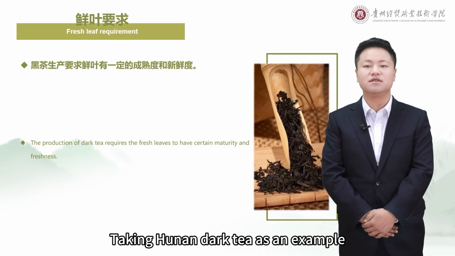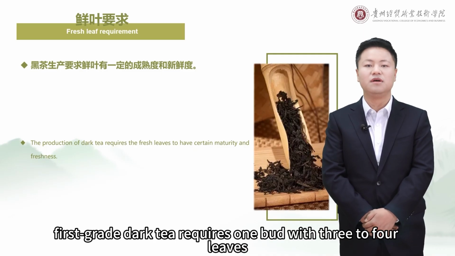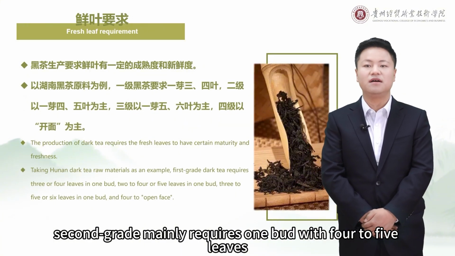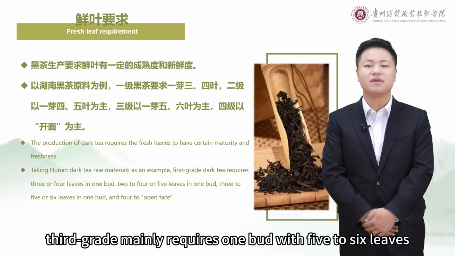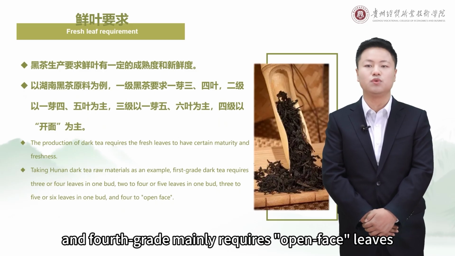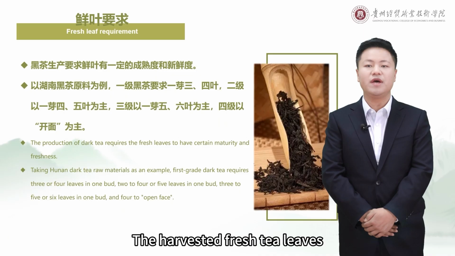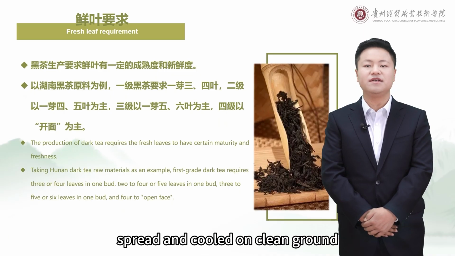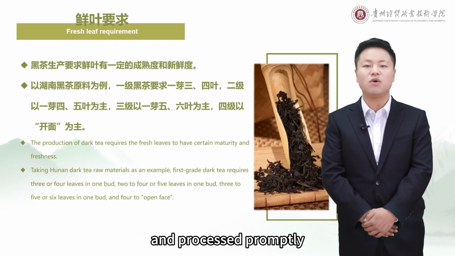Taking Hunan dark tea as an example, first grade dark tea requires one bud with 3 to 4 leaves. Second grade mainly requires one bud with 4 to 5 leaves. Third grade mainly requires one bud with 5 to 6 leaves. And fourth grade mainly requires open-face leaves. The harvested fresh tea leaves should be sent to the processing factory as soon as possible, spread and cooled on clean ground, and processed promptly.